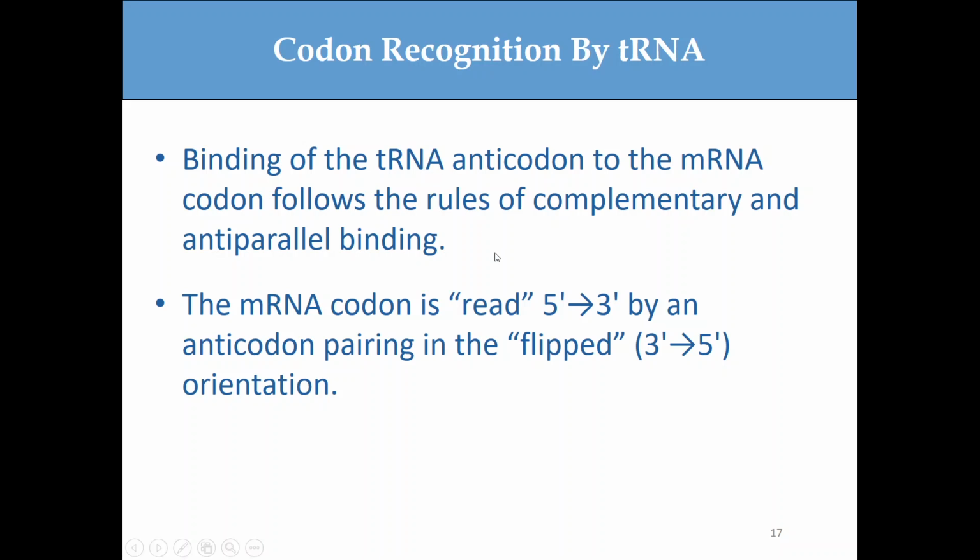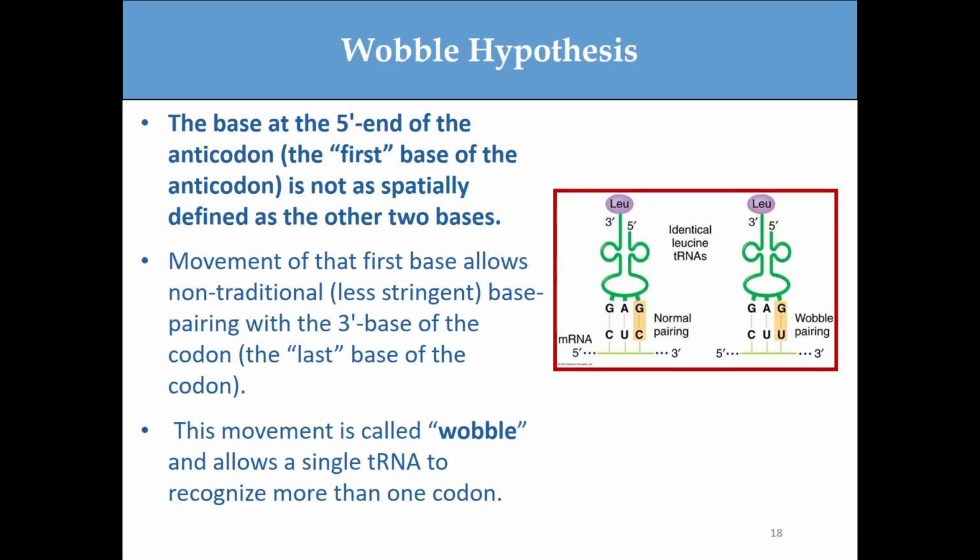The binding of the transfer RNA anti-codon to the mRNA codon follows the rules of complementary and anti-parallel binding, as we mentioned. Read 5' to 3', and so on. We have the Wobble hypothesis. You don't need to know anything about it. So why am I telling you about it? Because you'll see it in your textbook, and I got so many questions about the Wobble hypothesis. I don't care about it. It's a hypothesis, but in case you're curious, I'll just give it to you.